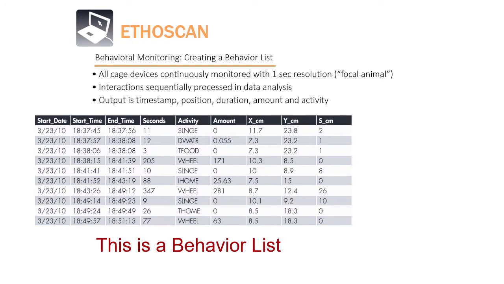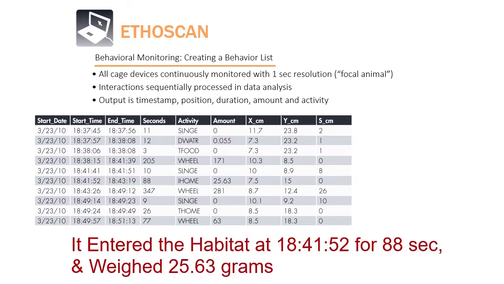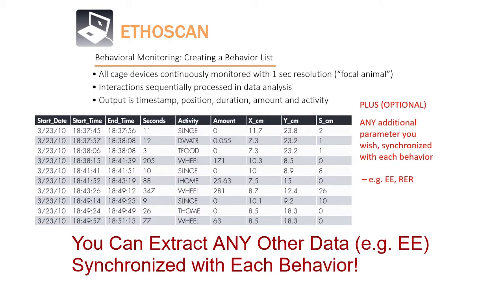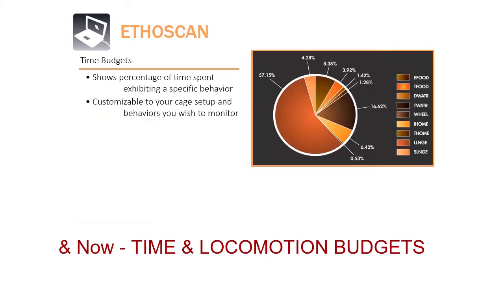In this example, the animal at this particular time drank water for about 12 seconds, about 55 microliters. At this particular time, it spent 88 seconds in its habitat, where it weighed 25.63 grams. As I mentioned before, you can synchronize other information from the systems with each behavior. However, let's look at budgets.